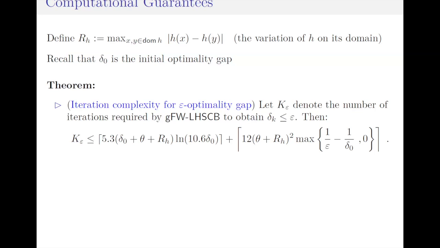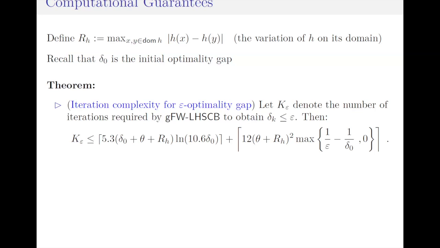If we ignore the first term, which is the overhead, and hand wave a little bit to focus on the dependence on epsilon, it is really theta plus RH squared over epsilon, because typically this epsilon is smaller than delta 0, so we can just ignore this part. And if h is an indicator function, we know that RH is 0, so we can get rid of this RH term. Essentially, for this special case where h is an indicator function, we have theta squared over epsilon. That is the complexity.